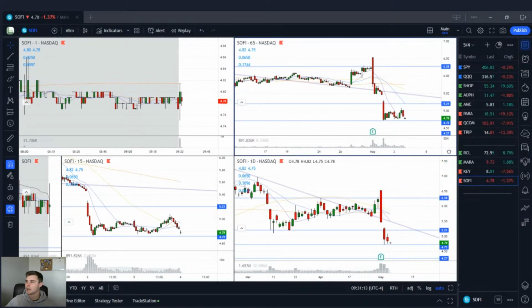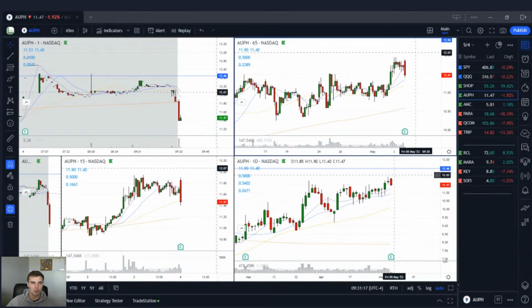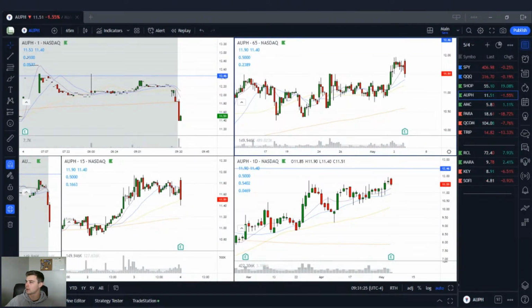All right. So, AUPH dropping big time right off the bat. Oof. That sucks, actually. I like that stock. Now just pull back and not even a gap anymore. So I'm going to probably move that to a backup list here.